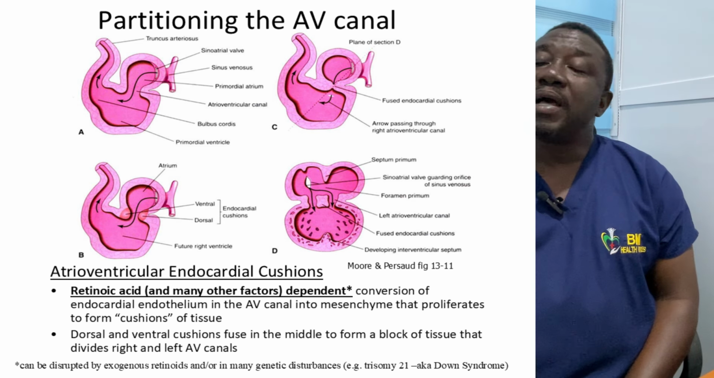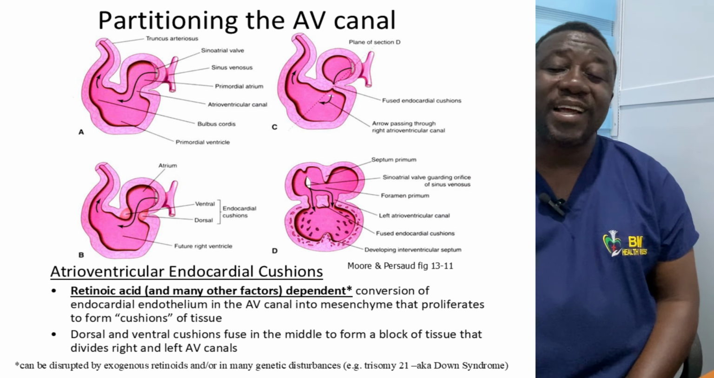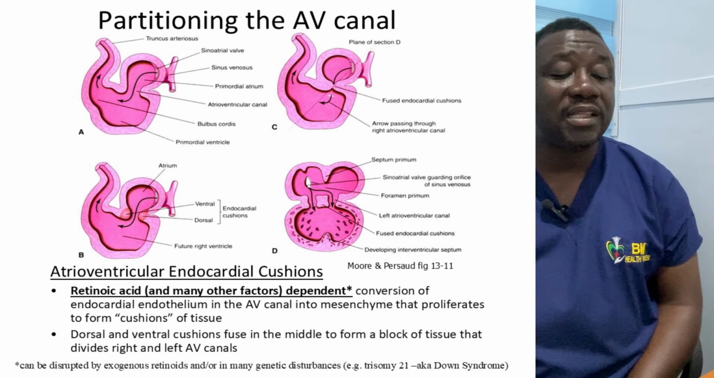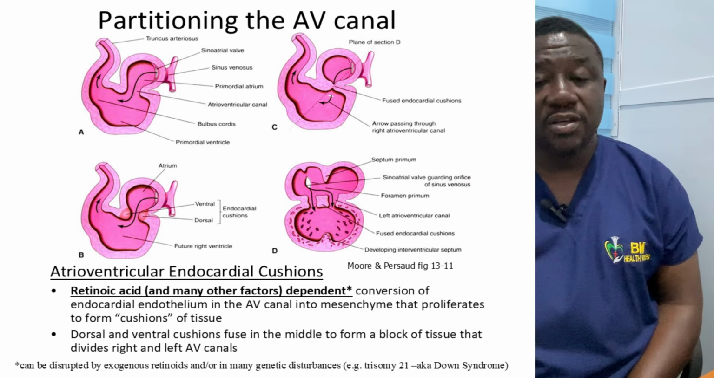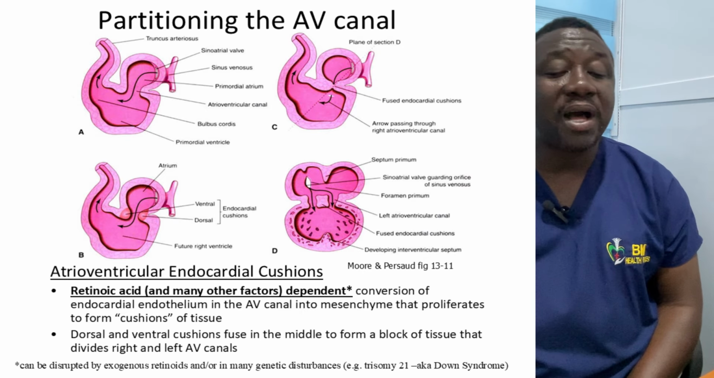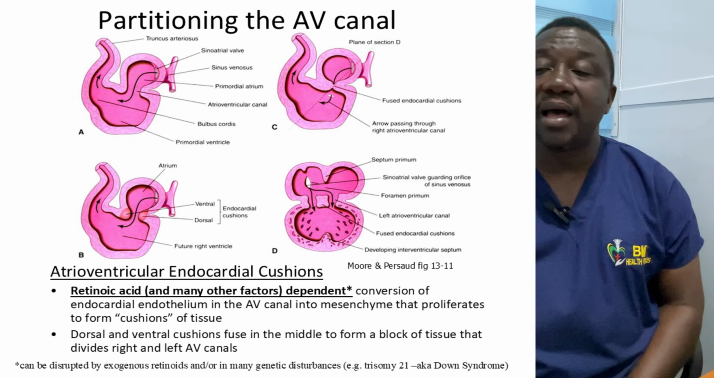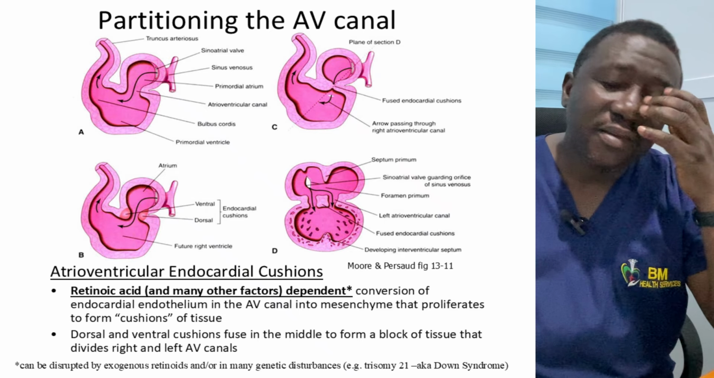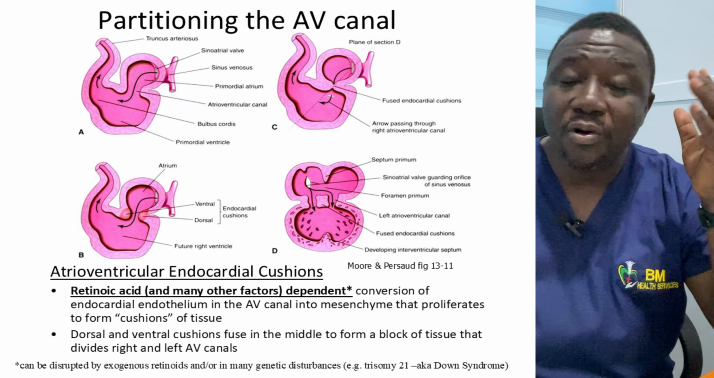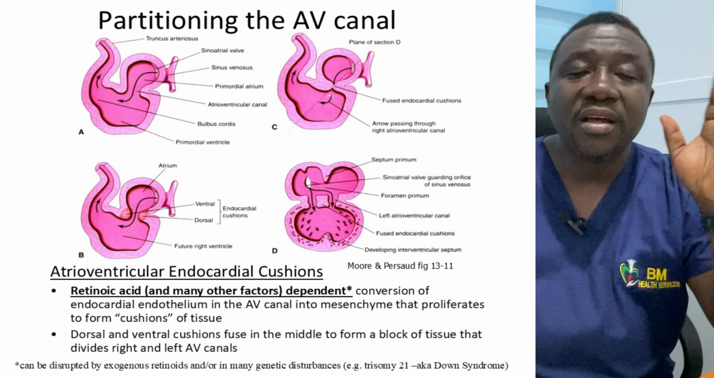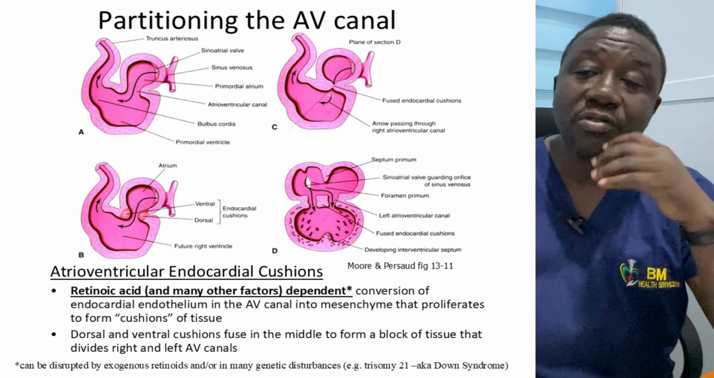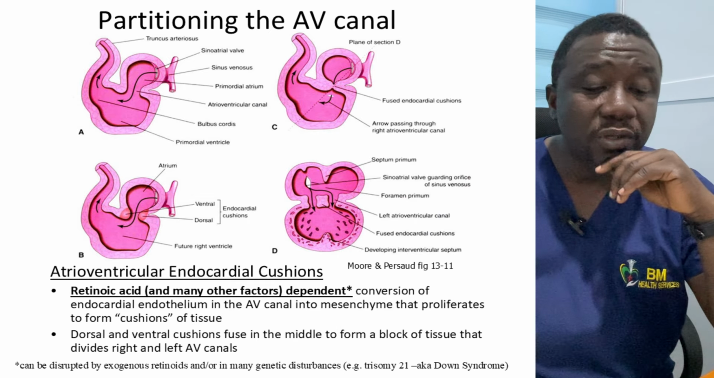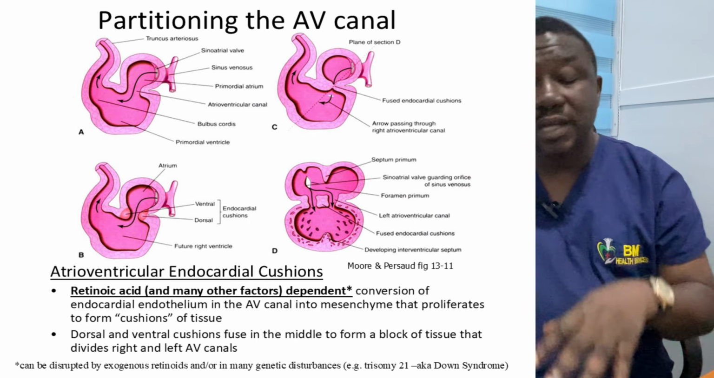Also, this results in a common thing that happens in Down syndrome. People with Down syndrome mostly will have a persistent AV canal. When you have the AV canal still there, it means that there's an overflow of blood from the atria to the ventricles without control. Very common with Down syndrome people.